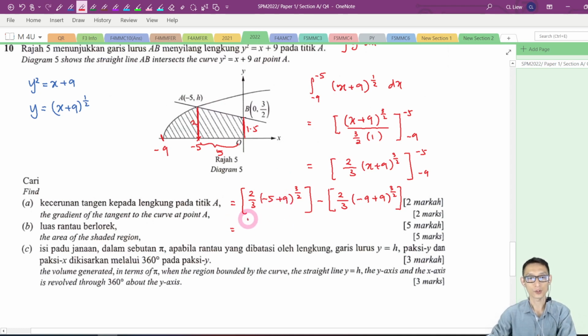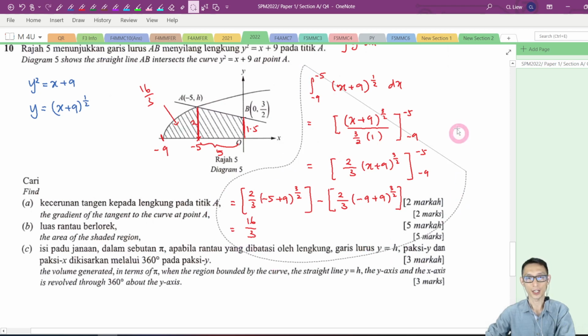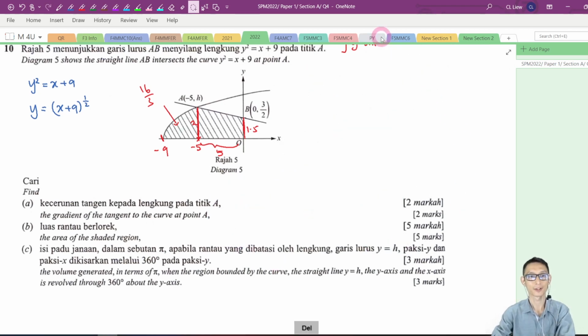Okay, this is equal to 16 over 3. So here, negative 9 plus 9 is equal to 0. 0 raised to the power of 3 over 2, you will get 0 as well. So 0 times 2 over 3, you will get 0. Okay, so this is the area of this part, 16 over 3. Now, let me find the area for the second part.